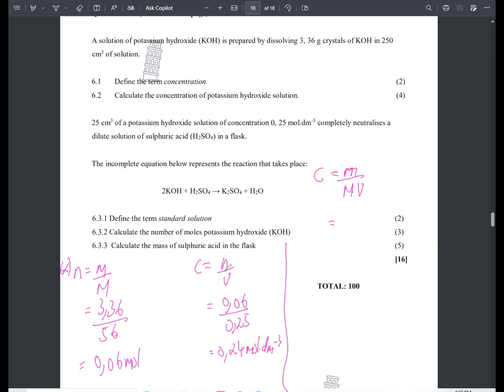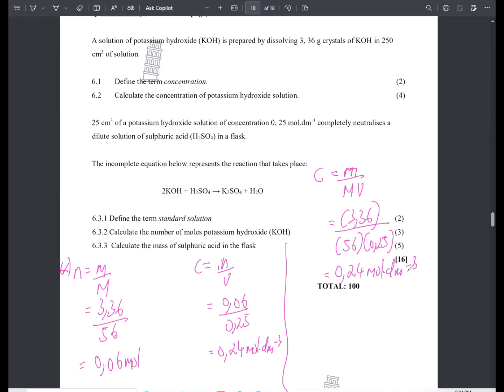Right, from this formula, the number of moles that you are seeing here, I just replace it by that so that it's just one formula. Then this is 3.36, and then the molar mass immediately there, 56, and then the volume immediately 0.25, which if you just punch all of this into your calculator, you get your 0.24 mole per dm cube without any hassle.